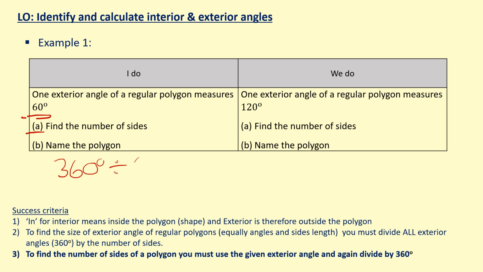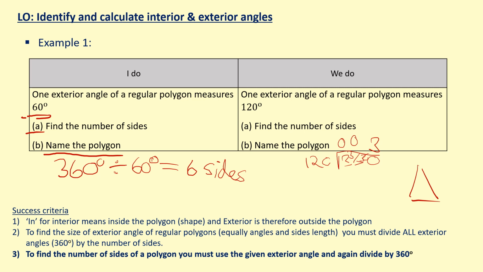Take our 360 and divide it by the angle, and then we're going to end up with our number of sides. So 6 into 36 goes 6 times, and don't keep the 0. And we have 6 sides altogether. So that means that this shape is a hexagon. Very, very straightforward. Okay, this regular polygon is a hexagon. Pause the video, have a go at the we do.